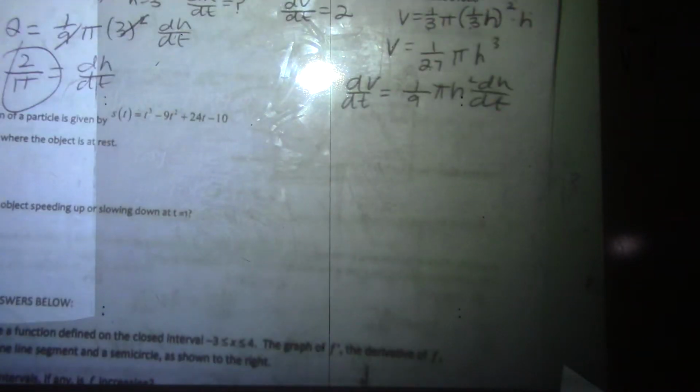Alright, position, so first let's find velocity, that's going to be 3t squared minus 18t plus 24. I want to know where the velocity is 0, where it's at rest, so t squared minus 6t plus 8. So it's at rest at t equals 2 and t equals 4.